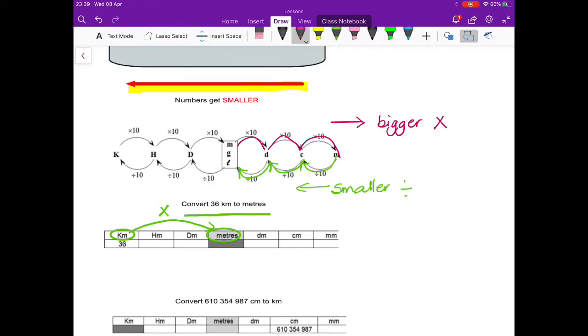How much bigger? It is 1, 2, 3 bunny hops, so I'm going to put a 1 in front of it. Remember, I'm going to the right, so my number gets bigger and I'm going to multiply. 36 multiplied by 1,000 will give us 36,000. So 36 kilometers times 1,000 will give us 36,000 meters.